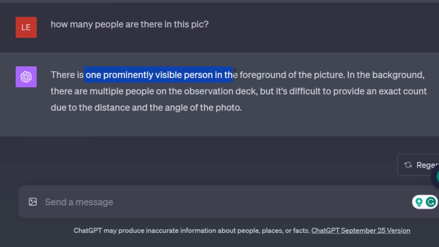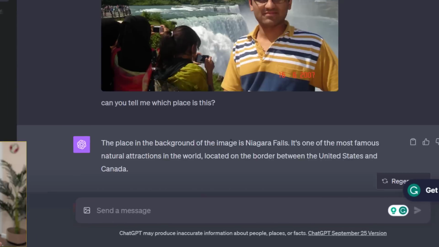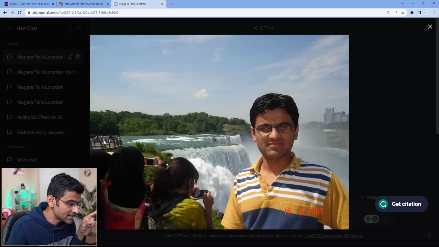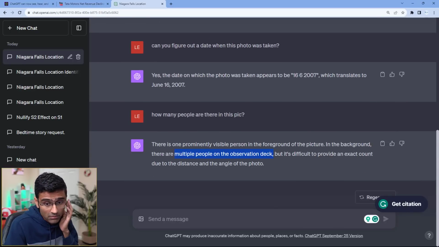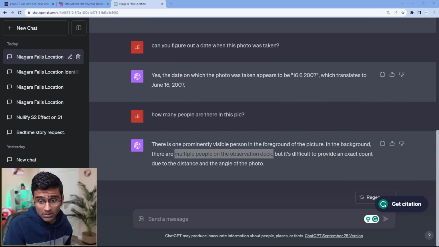Okay, there is one prominently visible person in the foreground picture, which is me. In the background, there is an observation deck, but it's difficult to get an exact count. See, it detected that there is an observation deck, but I'm not able to figure out. As a human also, we have difficulty. So I think it still did pretty well. Now let me ask another question.